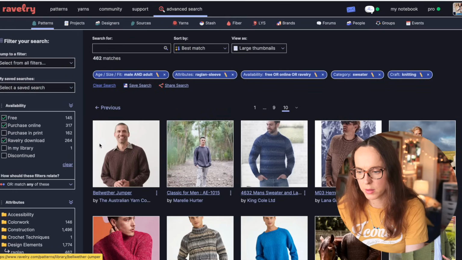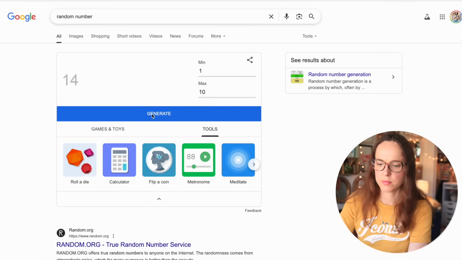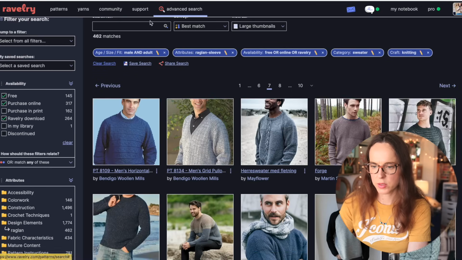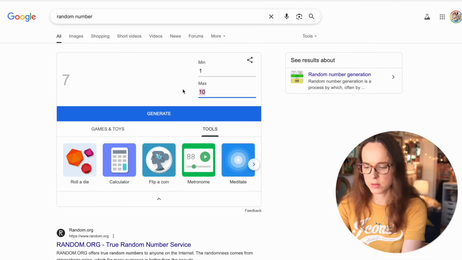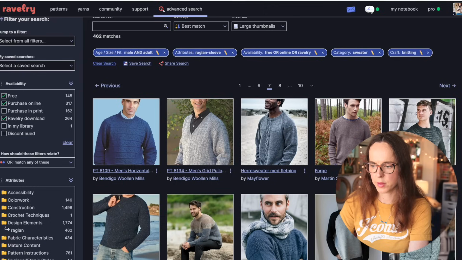All right. Let's do a couple more. So pages 1 through 10, we're going to go to page 7. And then we're going to do 48 results. Here we go.